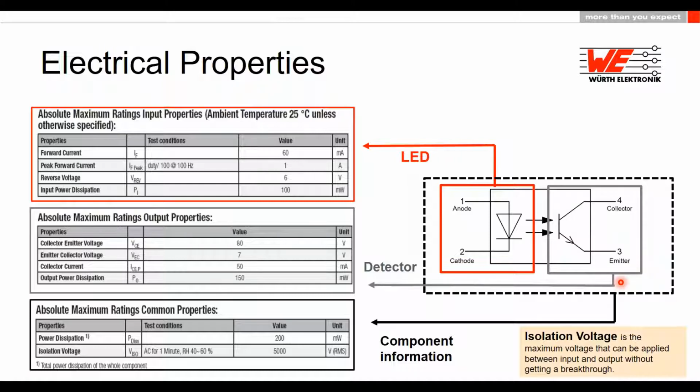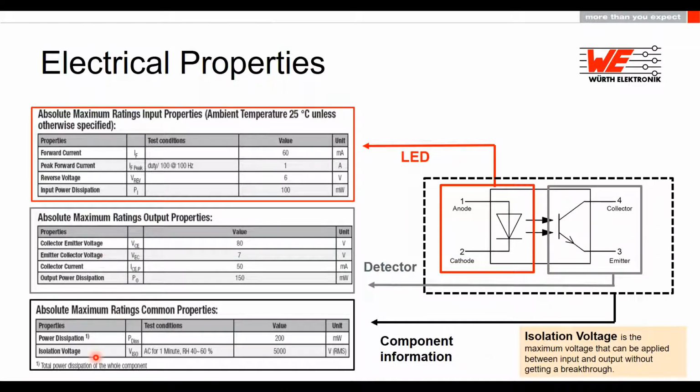And the series 816 is also characterized by the maximum collector emitter voltage of 80 volts. So this collector emitter voltage means you can apply a maximum voltage from the collector contact to the emitter contact of 80 volts. And the last table shows you the component information of this whole component.